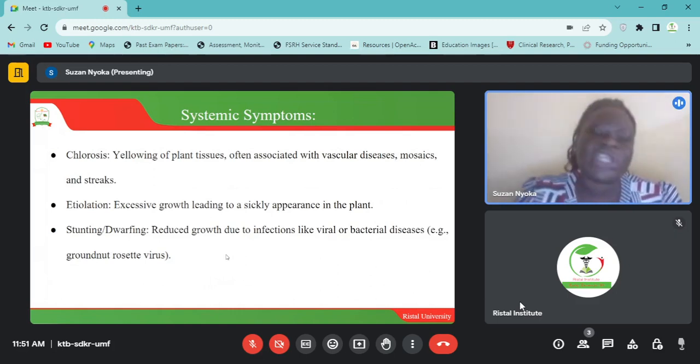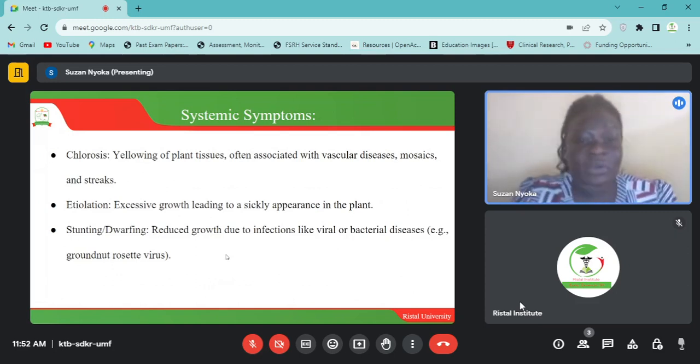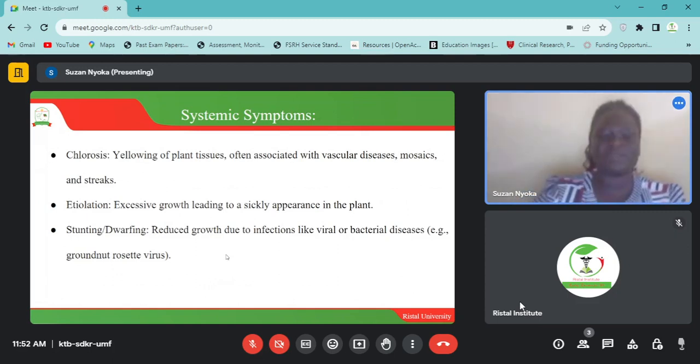Two is etiolation, excessive growth leading to a sickly appearance in the plant. Stunting and dwarfing: reduced growth due to infections like viral or bacterial diseases, e.g. rosette virus.